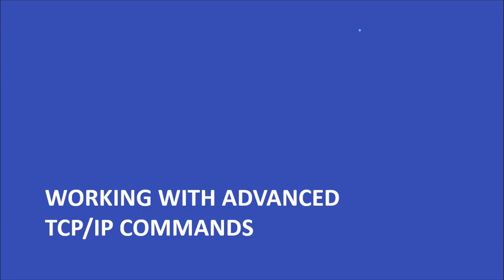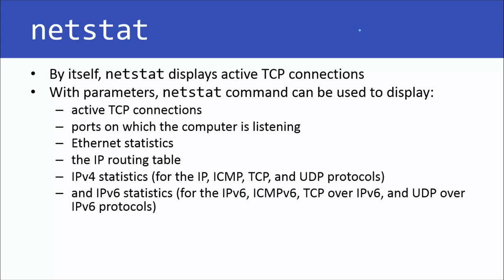All right, so we talked about some of those basic commands. Let's talk about some of the advanced commands now and get into the nitty-gritty. First off is netstat, okay? Netstat's going to display active TCP connections. So any connections that are currently active between your computer and another computer using the TCP protocol, right?